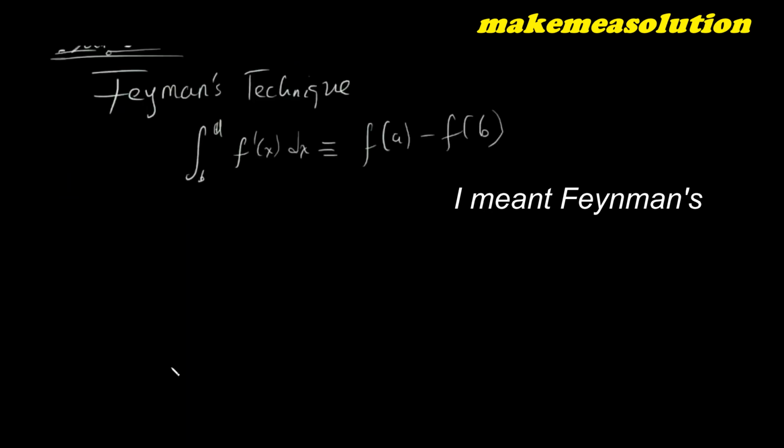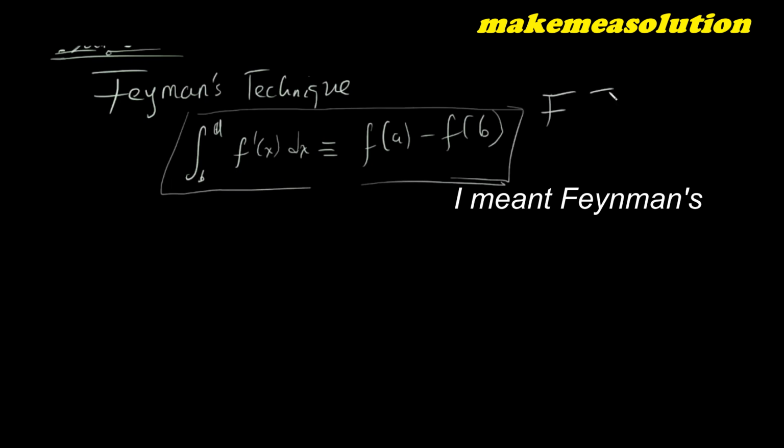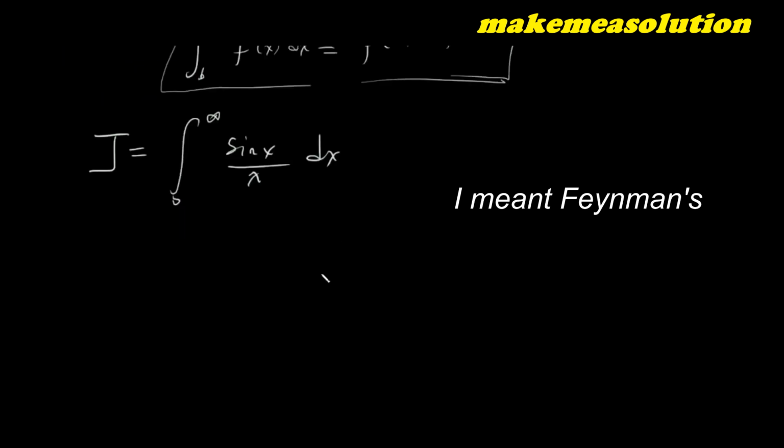All right, so we're going to try to rewrite our integral. This is not Feynman's technique, okay? I'm just reminding you of the fundamental theorem of calculus, FTC, and Feynman's technique borrows some knowledge from it. So in this approach, you're just going to try to rewrite your integral. Let me call my integral J, the integral from 0 to infinity of sine x by x dx. Okay, I've called this J.